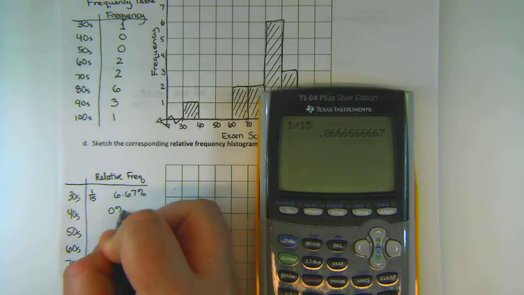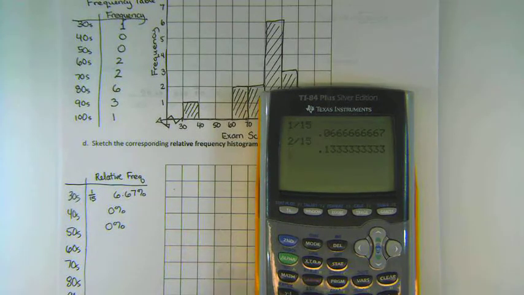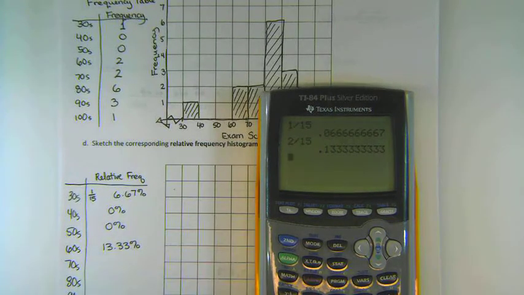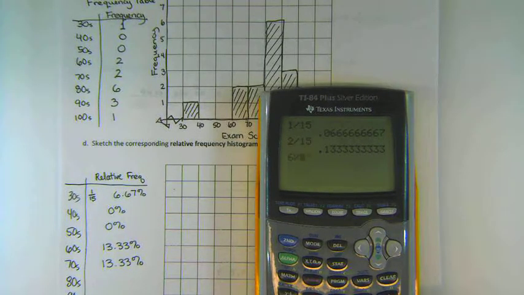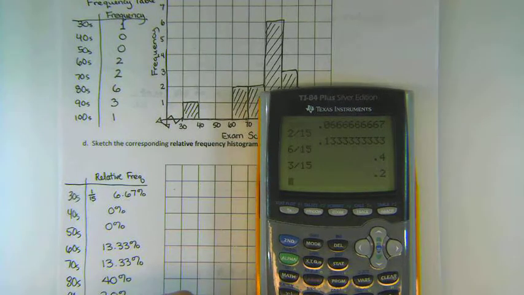40s will have 0%, 50s will have 0%, 60s will have 2 out of 15, so that'll be a 13.33%. 70s will have the same thing with 2 out of 15. 80s had 6 out of 15, so that'll be a 40%. 90s had 3 out of 15, so that'll be a 20%. And then the 100s had 1 out of 15, which is that 6.67%.